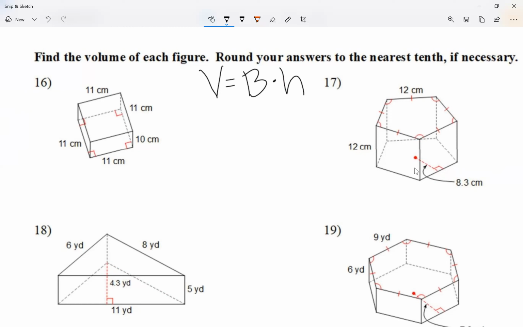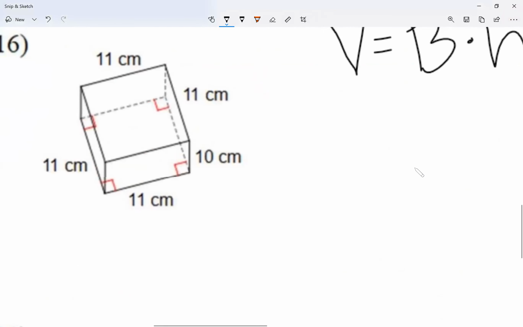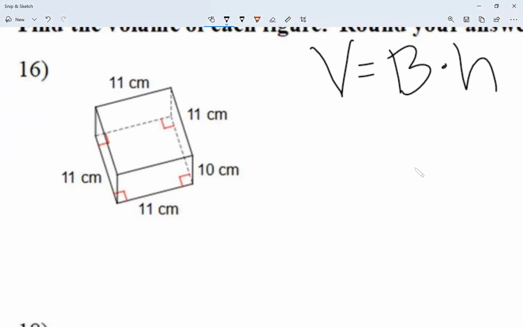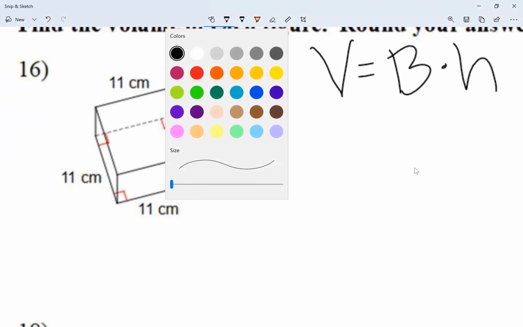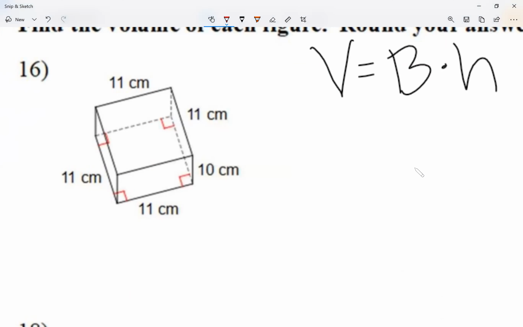And what did I say about bases before? On the prism, for the base, I'm trying to find a shape that is not a rectangle, because remember, a prism has 2 bases and the rest are rectangles. However, sometimes the base is a rectangle itself. Looking at question number 16, let's see. What's the base here? Can you find a shape that is not a rectangle? Not necessarily, right? Okay. So in this case, the base is a rectangle itself.